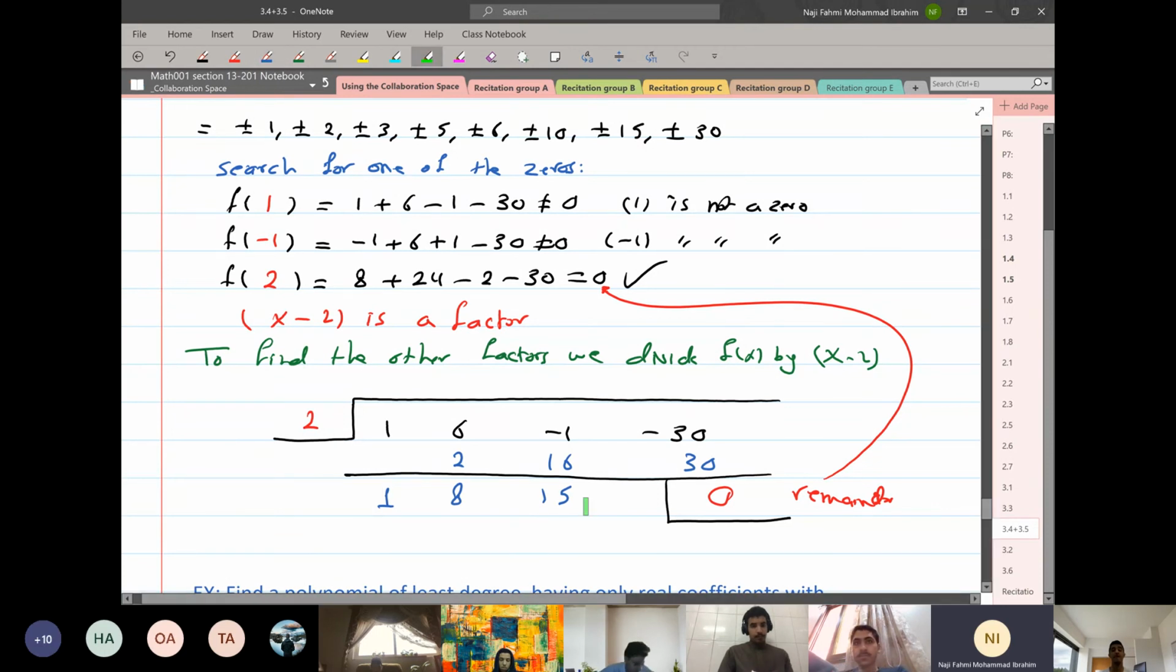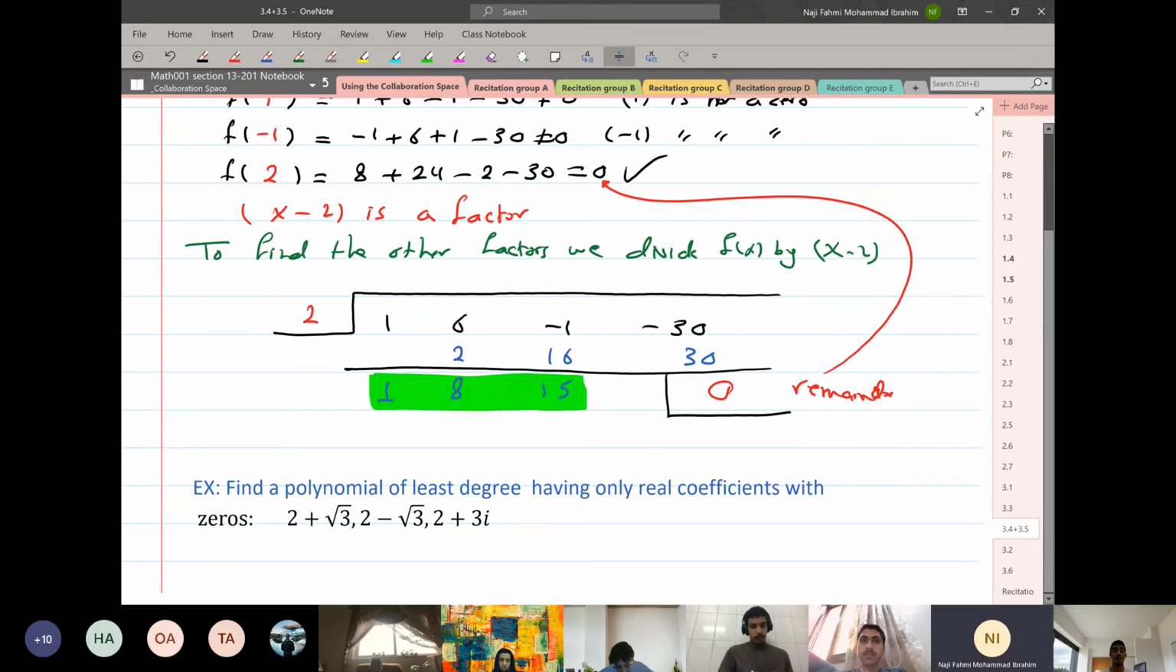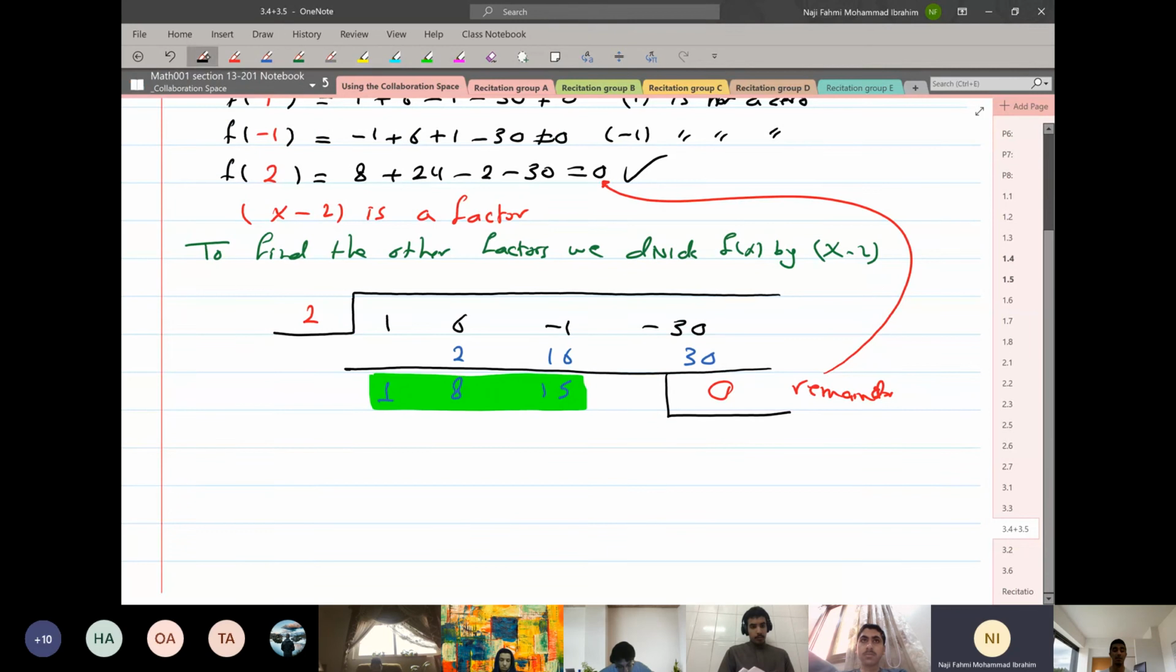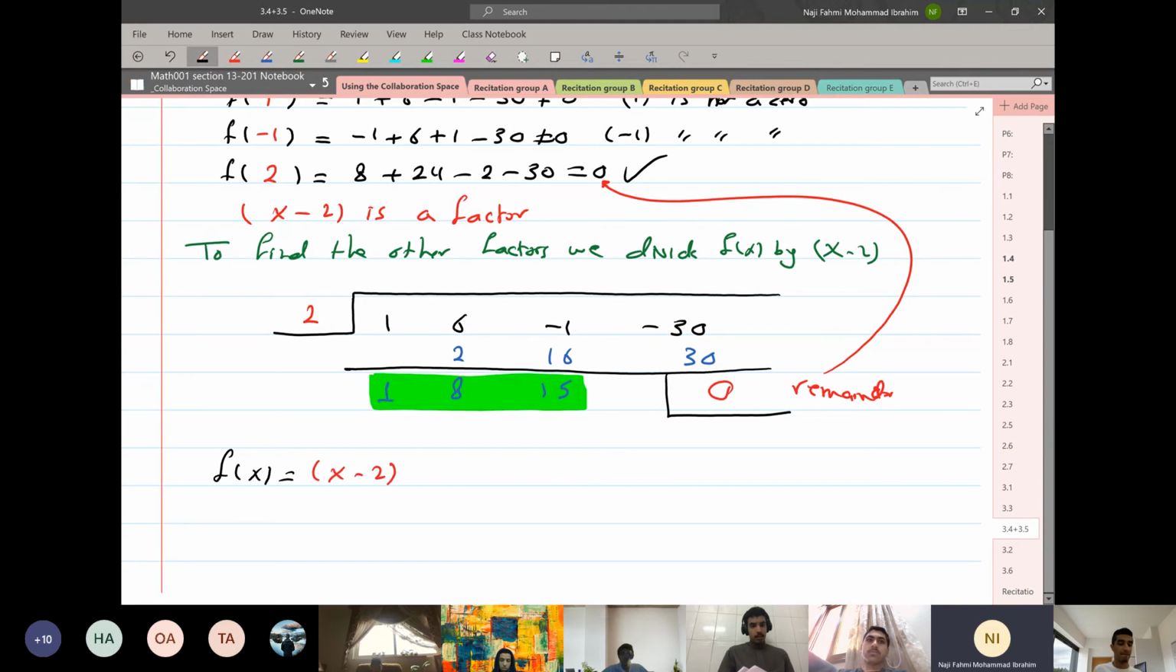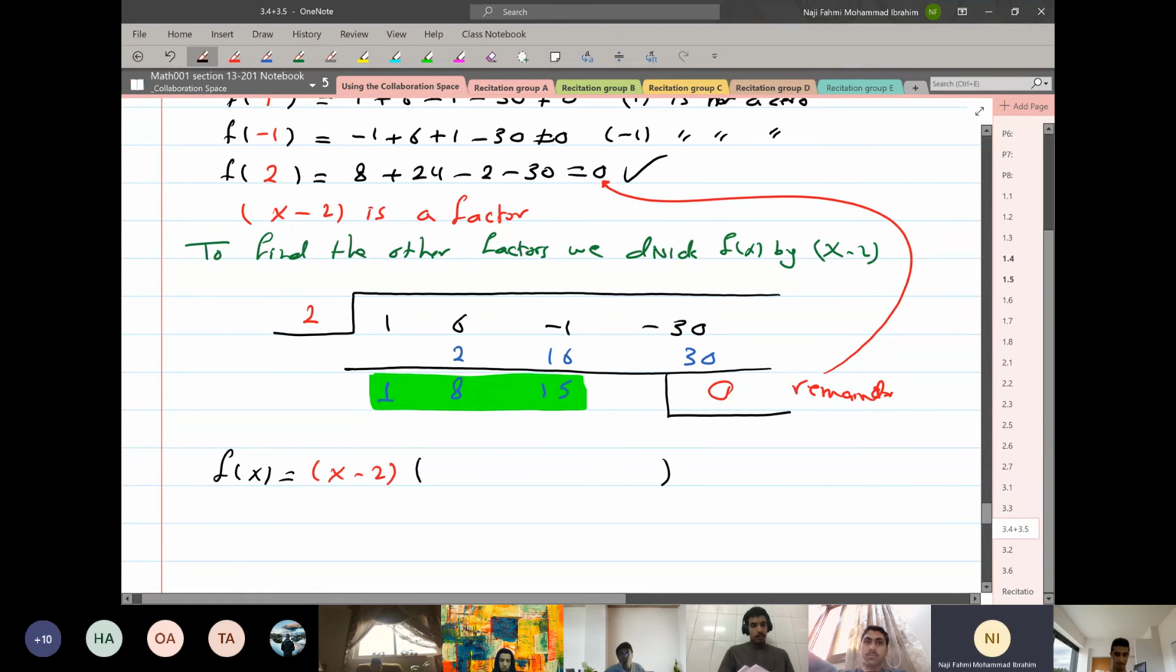0. What's this green shading, Shabab? It's a factor. This is my other factor. So f of x is equal to the first factor that we found, which was x minus 2, times my other factor, x squared plus 8x plus what? You see them here?